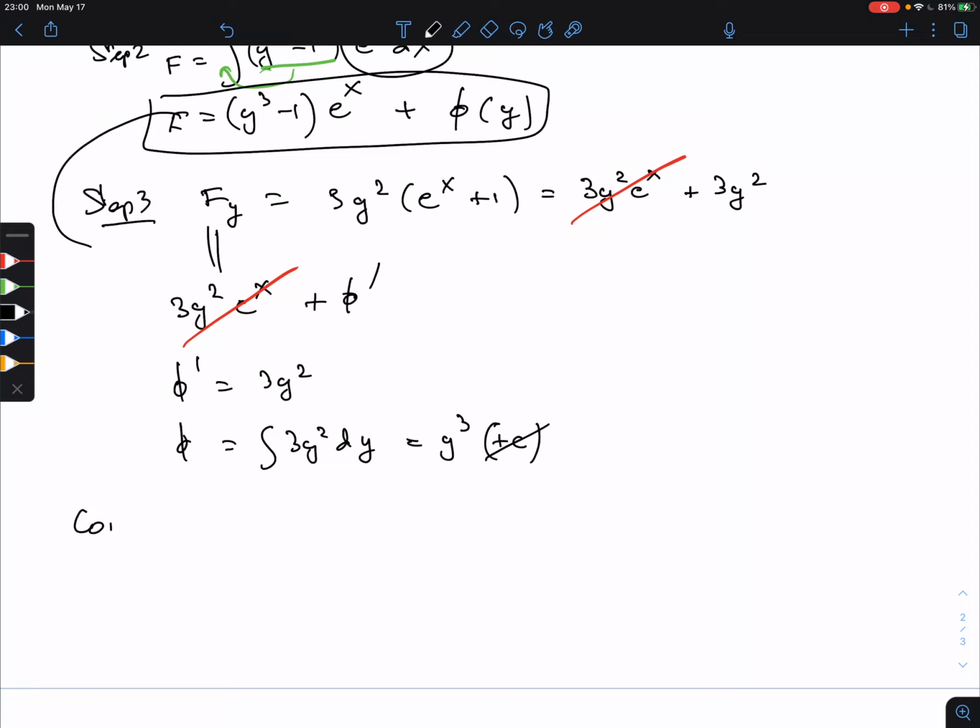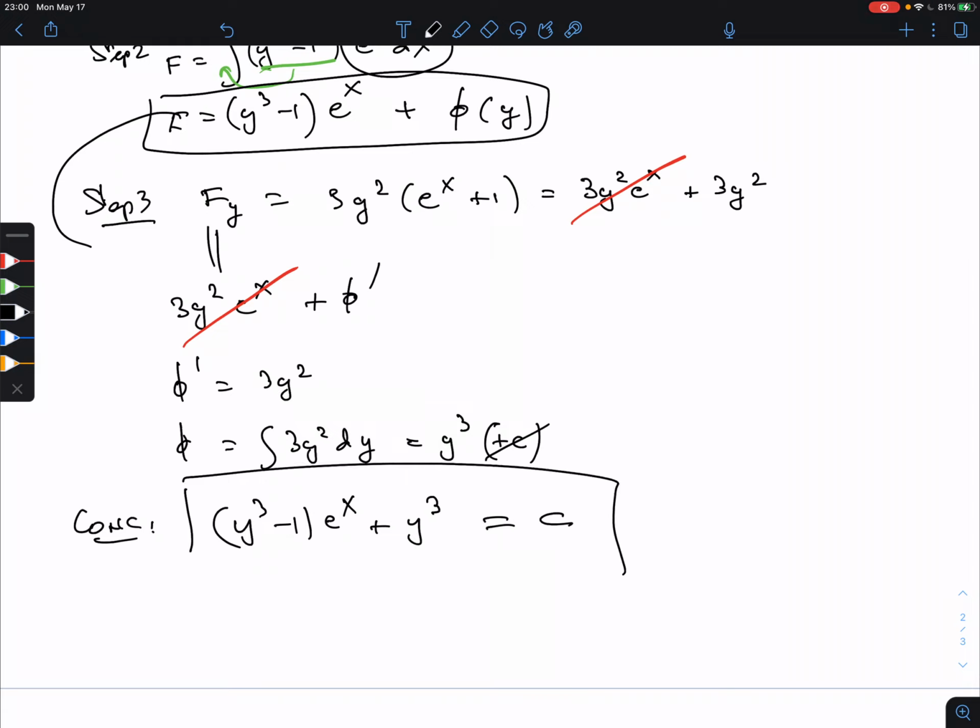So conclusion, we know what f is now: (y cubed minus 1) e^x plus y cubed equals a constant, because don't forget, equals a constant is actually what gives you the implicit equation. We need an equation at the end, right? If I would just look at this thing, what is that? Well, that's just an expression in x and y. That's not a function. That's not a curve. That's nothing. An equation gives curves.